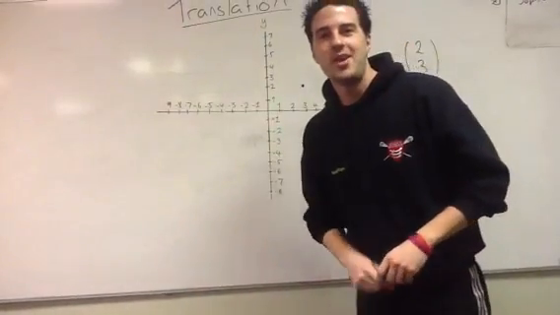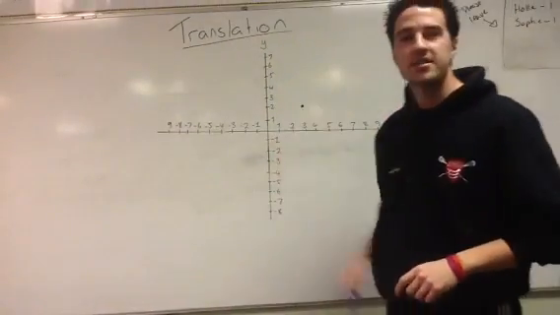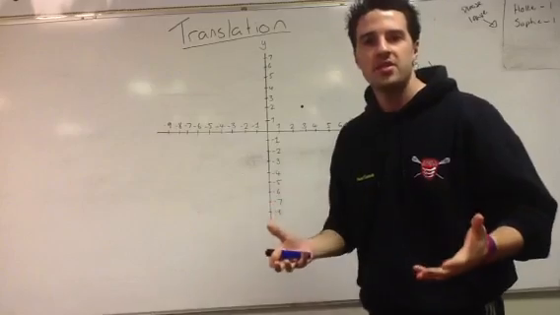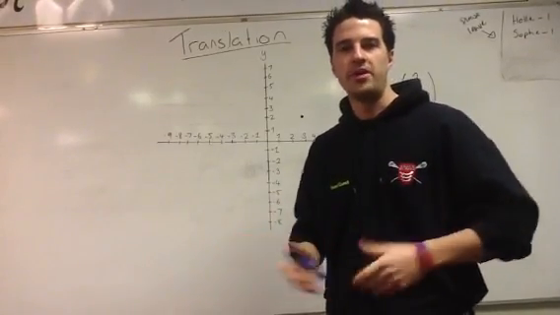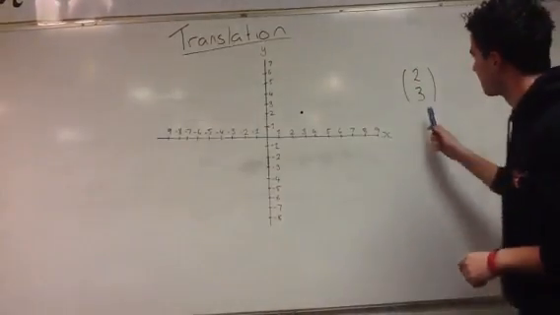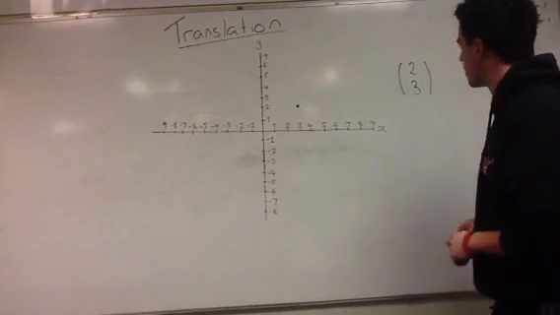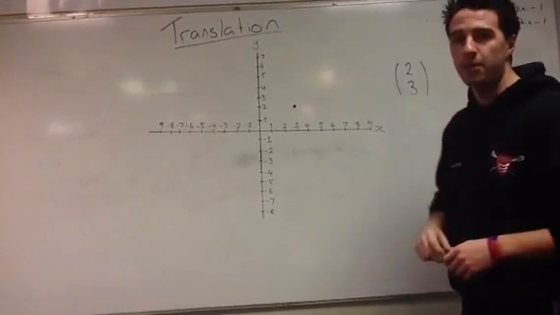Mr. Parks here again. We're going to be looking at translation. So with translation, and you're asked to move a point, you're generally given something called a vector. Now a vector will look like this with a number at the top and the bottom.